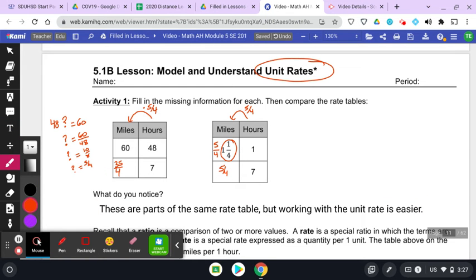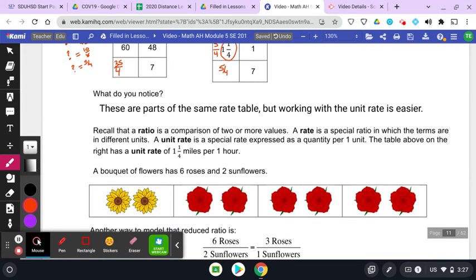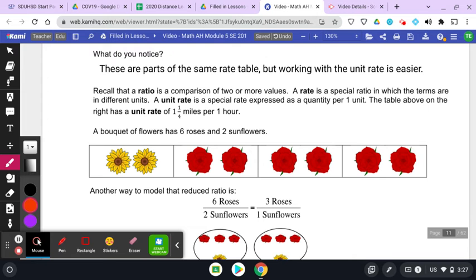So what does a unit rate mean? Unit rate means it's something per 1. On the bottom is a 1 of something. Okay, so a unit rate is per unit. So I want the bottom to be 1. That's what we're going to be working on today. Recall that the ratio is a comparison of 2 or more values. A rate is a special ratio in which the terms are different units. A unit rate is a special rate expressed as a quantity per 1 unit. That is the important part.